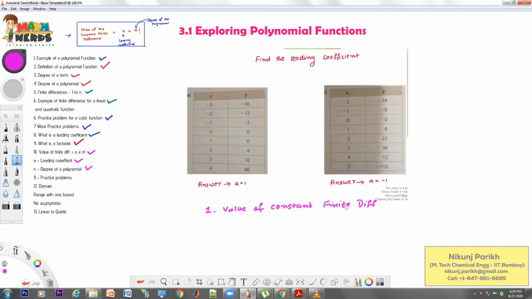That is the first thing that you can find using this table. And the second thing is, say for example, if your third difference is constant, then you know the degree of that polynomial is 3. If the fourth difference is constant, then the degree of the polynomial is 4. So you can find out the degree of the polynomial.